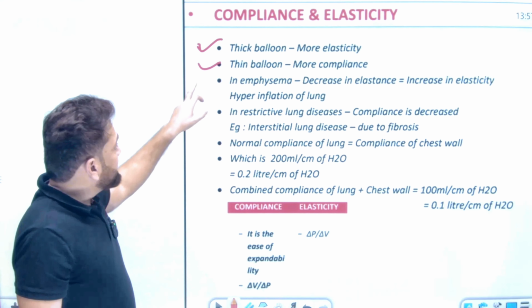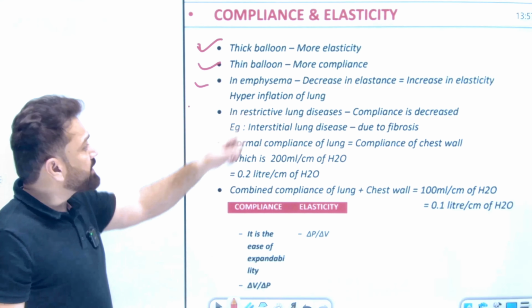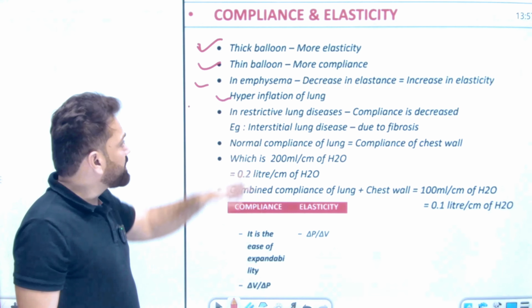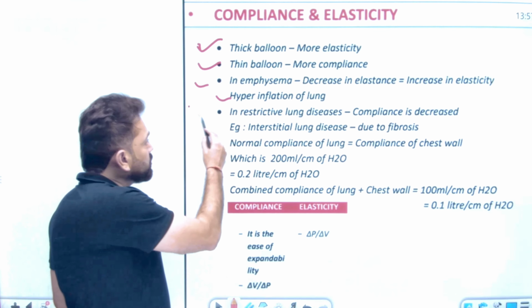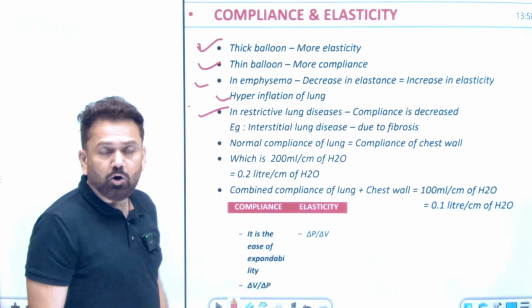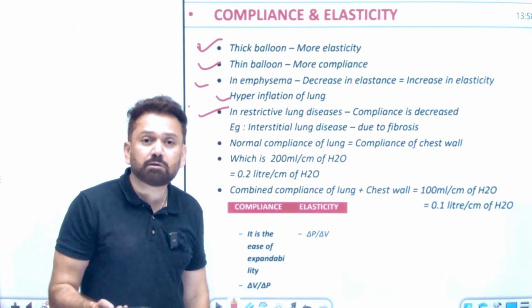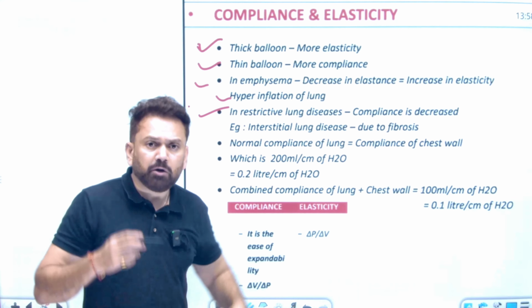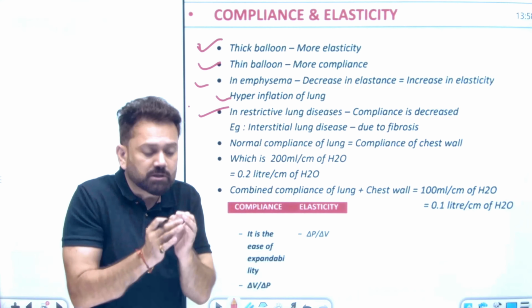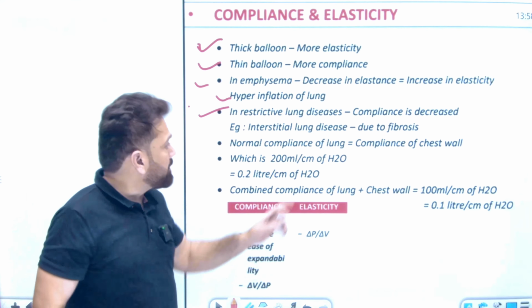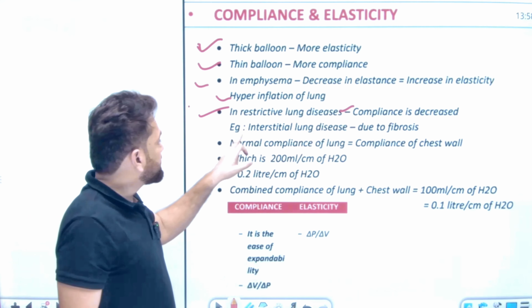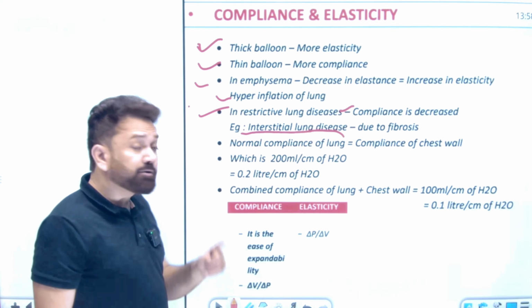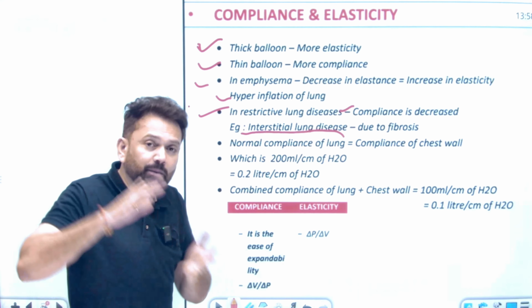Okay. In emphysema, because of decrease in the elastance, there is increase in elasticity, and that causes hyperinflation of the lung. In restrictive lung disease, all the parenchymal fibrosis, asbestosis, silicosis, berylliosis, tuberculosis, whenever there is parenchymal fibrosis, they cannot expand more, so compliance is decreased, like interstitial lung disease. Okay, is this clear? But in obstructive lung disease, volume will be more, so compliance will be more.